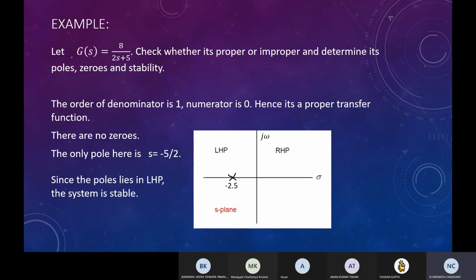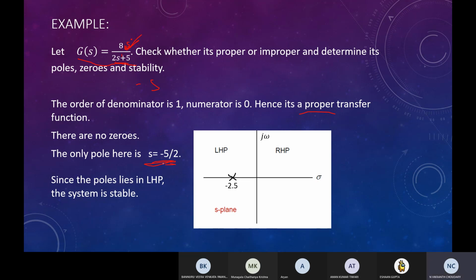Let's see an example. Suppose the transfer function G(s) is 8 by (2s plus 5). Here there are no zeros, because 8 is a constant and you can't get a zero in the numerator. The pole of the function is minus 5 by 2. The denominator order is 1, s power 1, and the numerator order is 0, s power 0. So the denominator order is greater than the numerator order, so this is a proper transfer function. And the order of this function is 1 because the number of poles is 1.